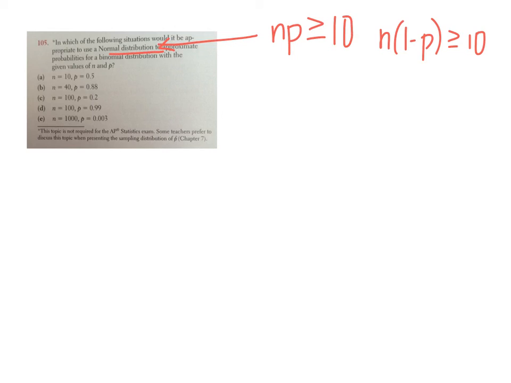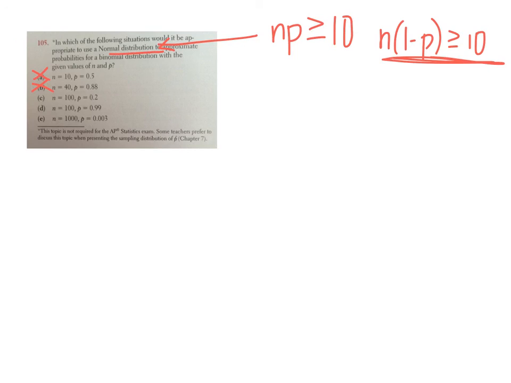So I can just start plugging numbers in and seeing if it works. Clearly, if I plug in a, 10 times 0.5 is 5, and that is not big enough. So I can cross off a. 40 times 0.88 is big enough, but I have to do both. So if I do 40 times 0.12, that would be like this one over here. That's actually only 4.8, so that's not big enough.